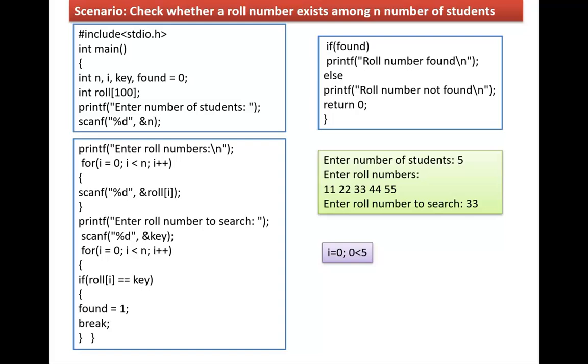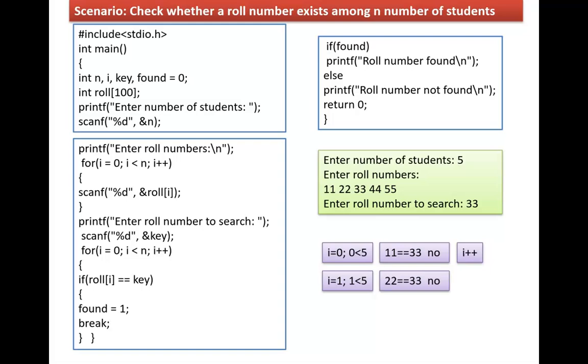Look how this works. i equal to 0. Yes, 0 is less than 5. Roll of i. What is i now? 0. Roll of 0 is what? 11. Is 11 equal to 33? No. Increment i. i becomes 1. 1 is less than 5. 22 equal to 33? No. i plus plus. i equal to 2. 2 less than 5. 33 equal to 33? Yes. So found is equal to 1. Done. So this is an example for linear search.